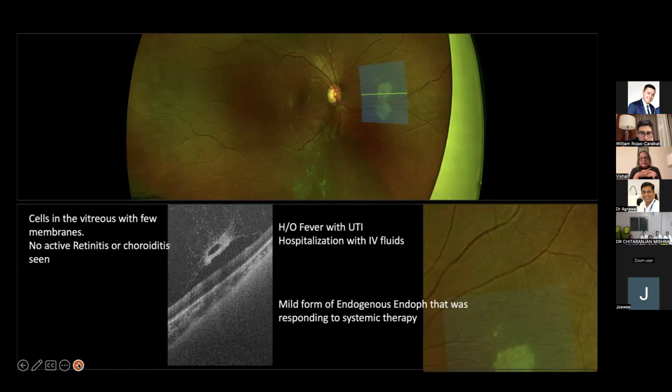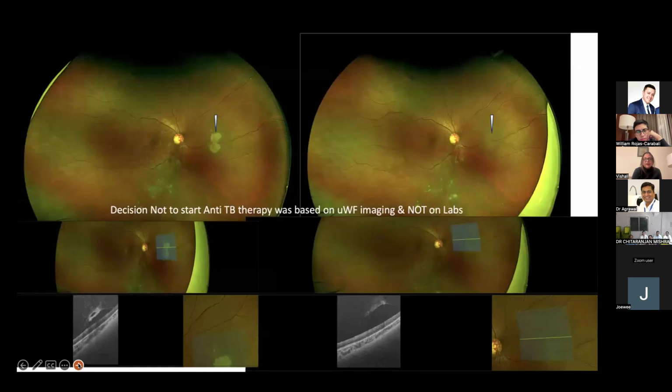So I took a history. There was a history of fever with UTI. She was hospitalized, received IV fluid and antibiotics. So I did not investigate further. Provisionally, I put a diagnosis of a mild form of endogenous endophthalmitis, which probably was responding to systemic antibiotics. Discussed with the patient, and I just decided to follow up.